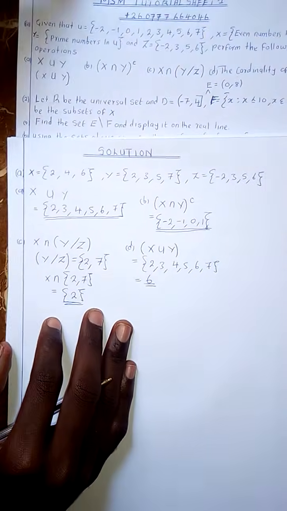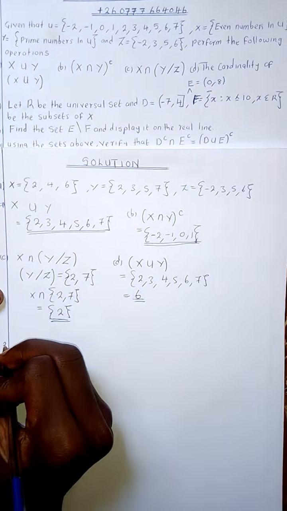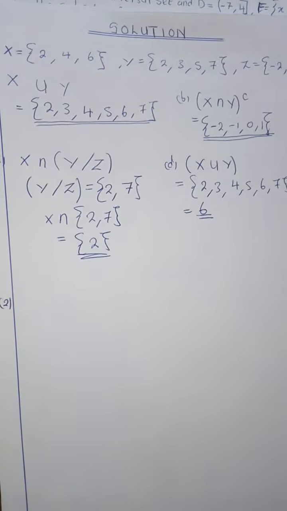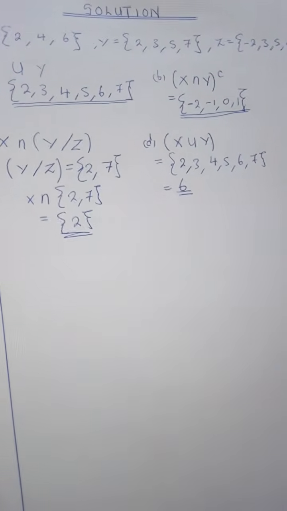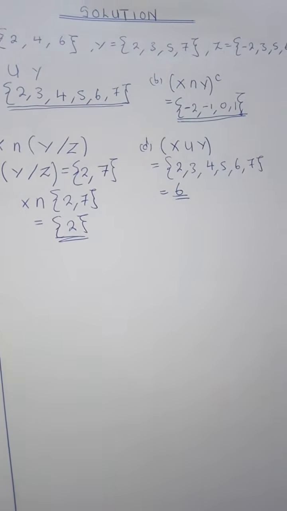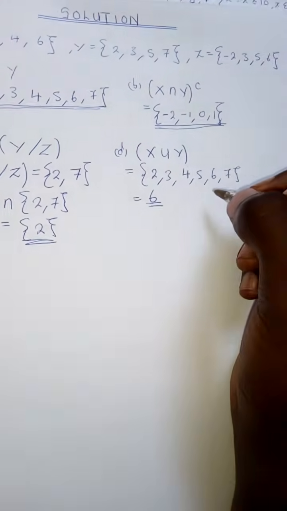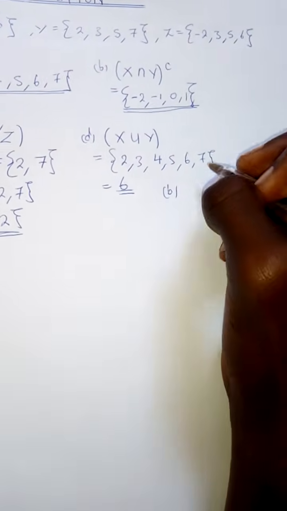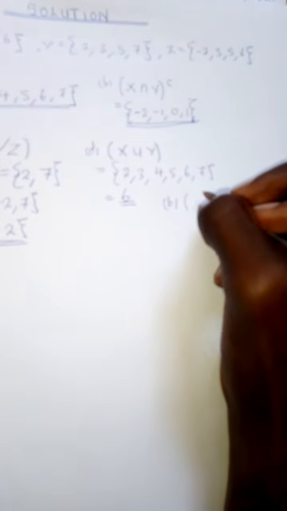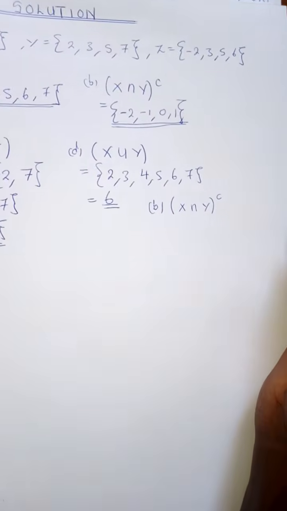Okay, the next question is question 2. But maybe before I go to the second question, I will need to redo B because I'm not really comfortable with what I've solved so far. So B was saying we find X intersection Y complement, like this.